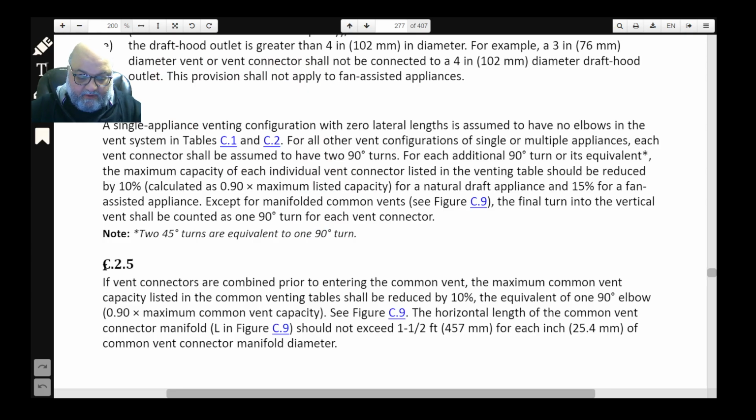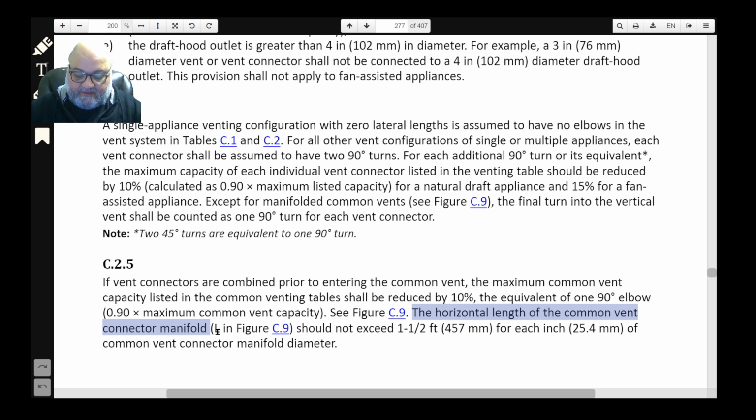Here's where the codebook talks about the manifold, and it says if vent connectors are combined prior to entering the common vent, the maximum common vent capacity listed, and it goes on to explaining what needs to be done. But this is absolutely a manifold, because when it continues and describes the same arrangement, it says the horizontal length of the common vent connector manifold. So it uses the word manifold to describe it.